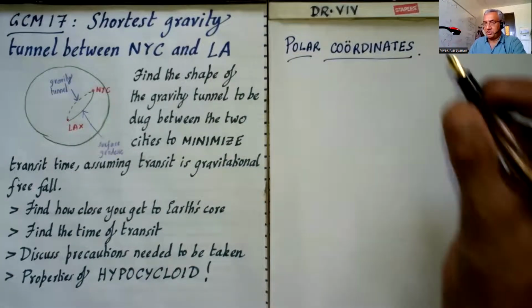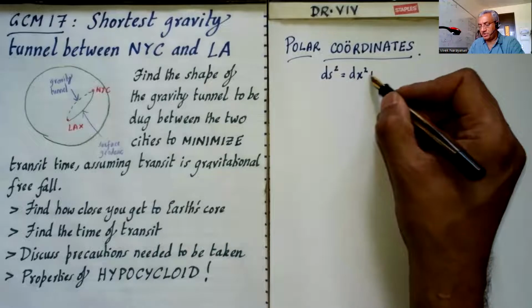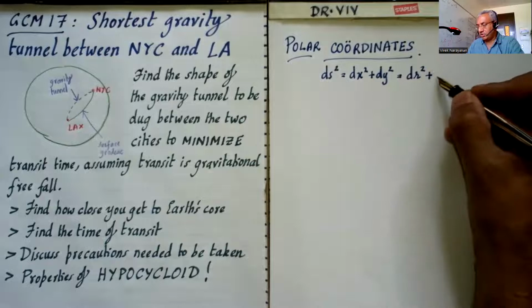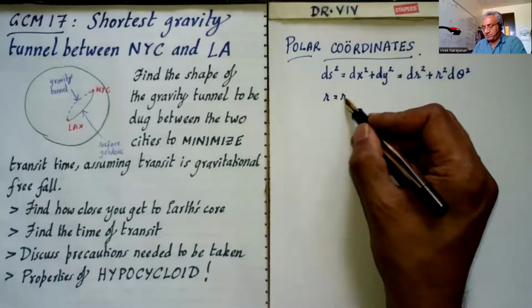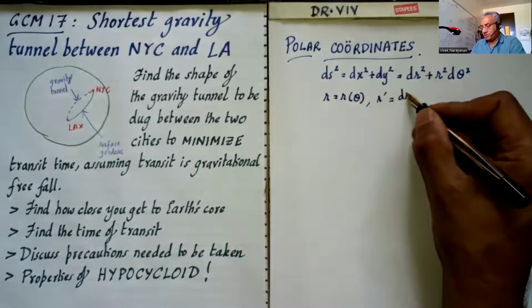In polar coordinates, the metric ds squared, which was dx squared plus dy squared, becomes dr squared plus r squared d theta squared. I believe I did some calculation like this in one of the earlier videos, and I won't bother doing it. I'll just ask you to accept this on faith. Now the curve that we want to find can either be found as r as a function of theta or theta as a function of r. We're going to assume that r is a function of theta. Then the term r prime will refer to dr by d theta.